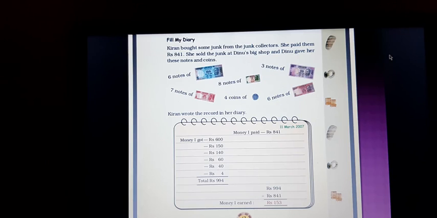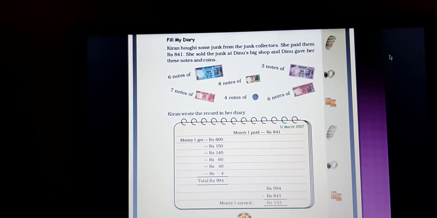Coming back to today's class, children, here is one more activity. It is given that when solving the money problem, we see how it is taken. Example, we will see that. Fill my diary. Kiran bought some junk from the junk collectors. She paid them ₹841. She sold the junk at Dinu's big shop, and Dinu gave her these notes and coins. Means, when she paid that, in return she got that.